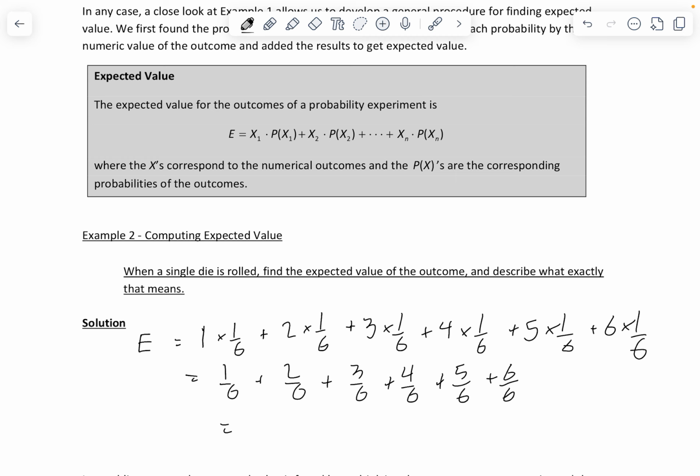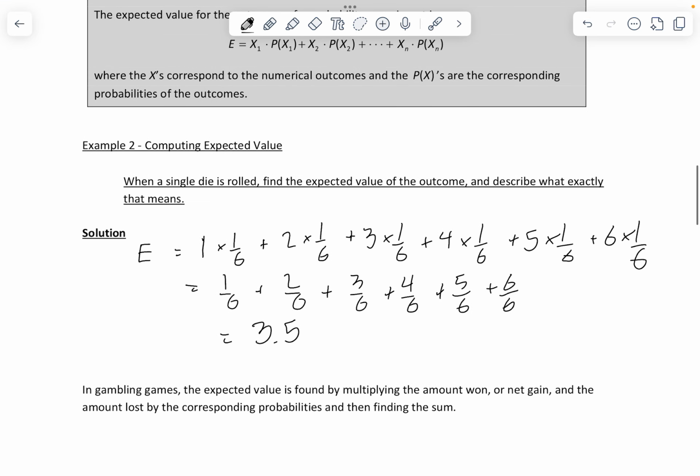3, 6, 10, 15. If you work this out and put it into decimal form, it actually works out to be 3.5. That doesn't mean that you would get a 3.5 if you roll the die one time, because any time you roll the die, you're going to get one of the specific numbers 1 through 6. But what this is saying is that if you roll the die a whole bunch of times, the long-term average of all the outcomes would be 3.5.